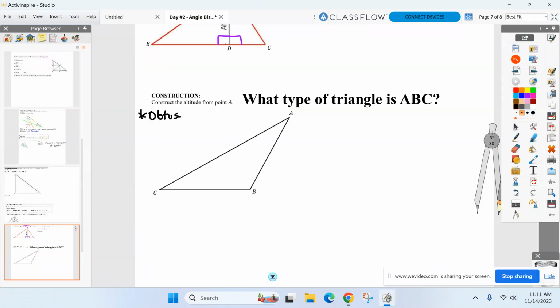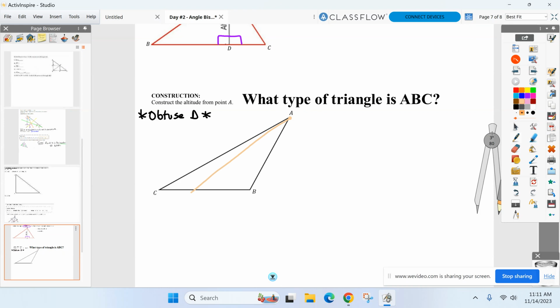Be careful when you're dealing with an obtuse triangle and altitudes, and you'll see why. So here's what I'm asking your help with. Construct an altitude from point A. All right, so vertex A, construct an altitude. So before I grab my compass with you guys, I know the altitude is going to start at A, and it's got to be what to the opposite side? It's got to form a right angle, right?